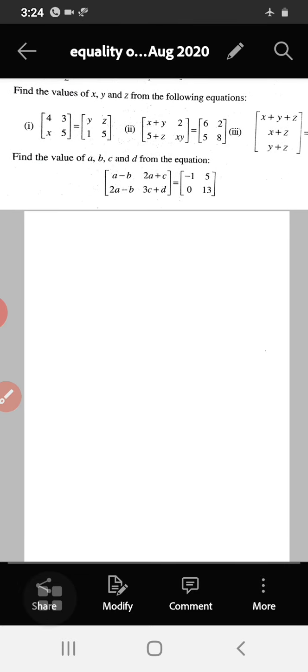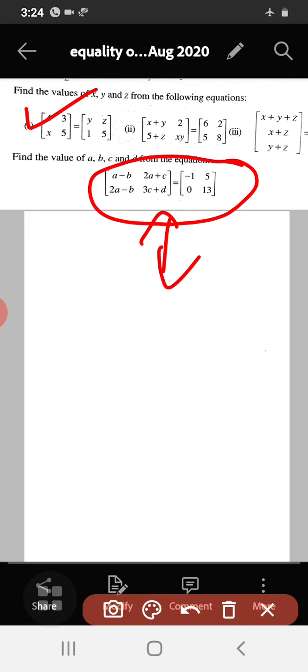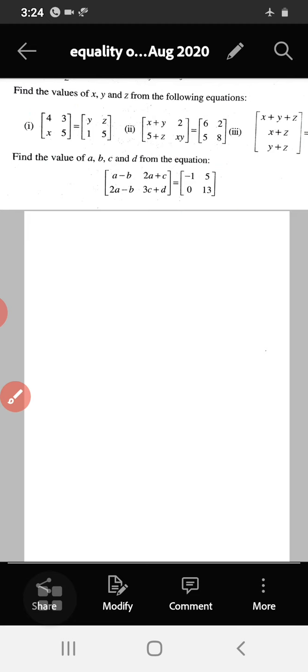Okay, so here there are 3 subcases, and I have solved for these cases. See here, another problem is there. Find the value of a, b, c and d from the following equation. So this you have to work out on your own. Okay, so let us continue in the next class.